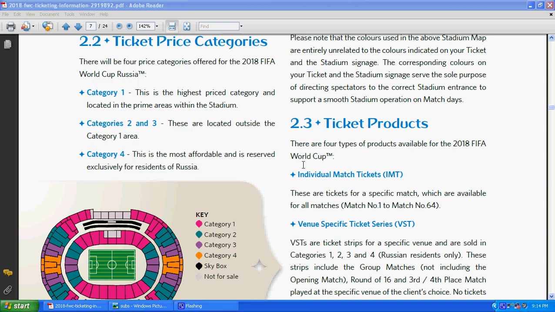Hello guys, this is Arindam here and I'm back with another video, and today I'm going to talk about different types of match tickets for FIFA World Cup. So please do not confuse it with different categories of tickets. I have talked about this in other videos, and this is a different thing. This is a different type of tickets.